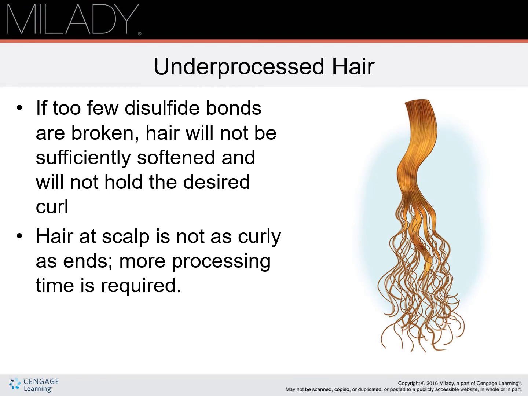So let's talk about underprocessed hair. If too few disulfide bonds are broken, the hair will not be sufficiently softened and will not hold the desired curl. Hair at the scalp is usually not as curly as it is at the ends. More processing will make it curlier. So this means if you do not process long enough.